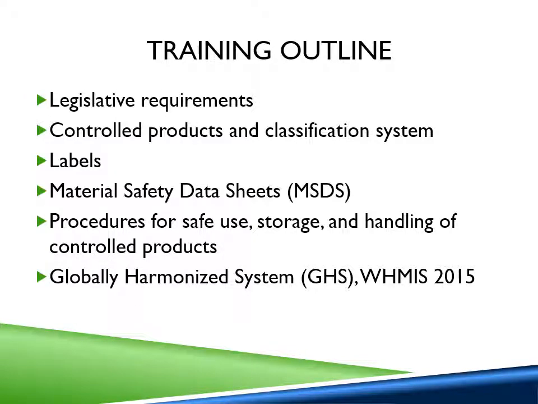This module is designed to provide you with all the needed information to satisfy the requirements under the Occupational Health and Safety Act regarding worker education and training pertaining to WHMIS. In this module, we will cover the following: the legislative requirements for WHMIS, controlled products and the classification system according to WHMIS, information concerning labels, material safety data sheets, procedures for the safe use, storage, and handling of controlled products, and we will discuss the Globally Harmonized System, or GHS, and the new requirements under WHMIS 2015.